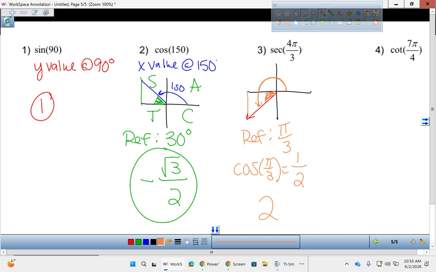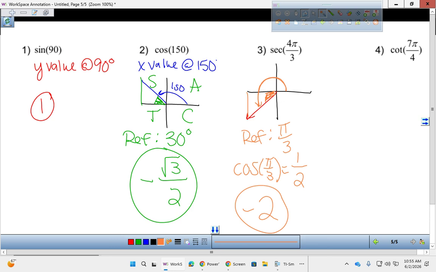So should it be positive or negative? All Students Take Calculus. Tangent would be positive, but everything else is negative. This is negative. When they work out nicely like this, the calculator actually does work. You just can't use, there's no secant button, but you could do the cosine of 4 pi over 3 and then flip it. It's not one of those weird decimals.